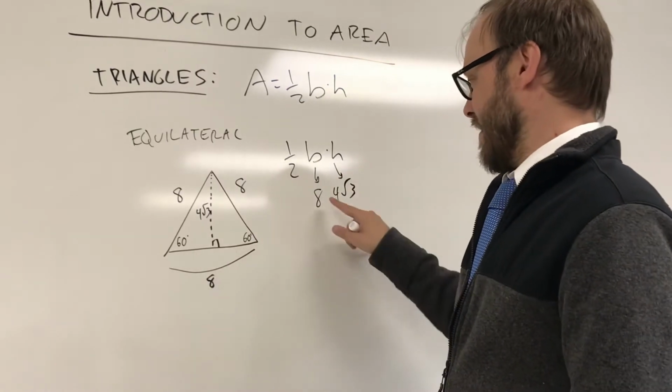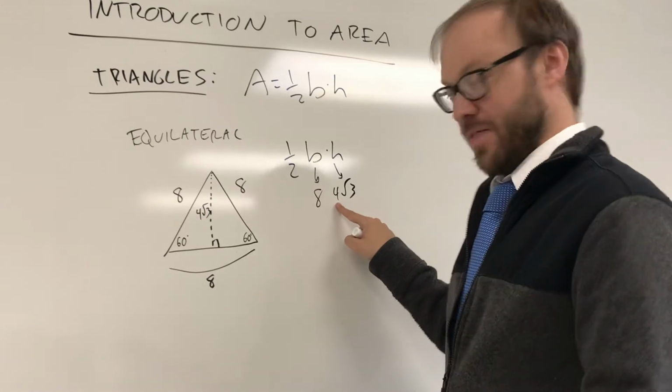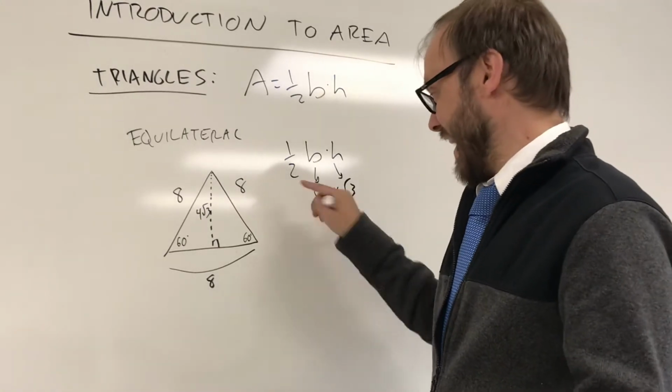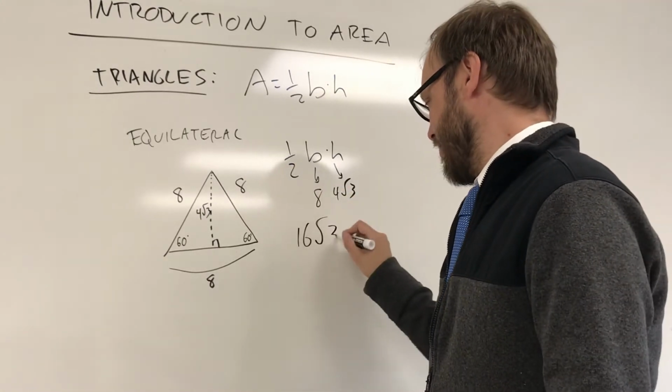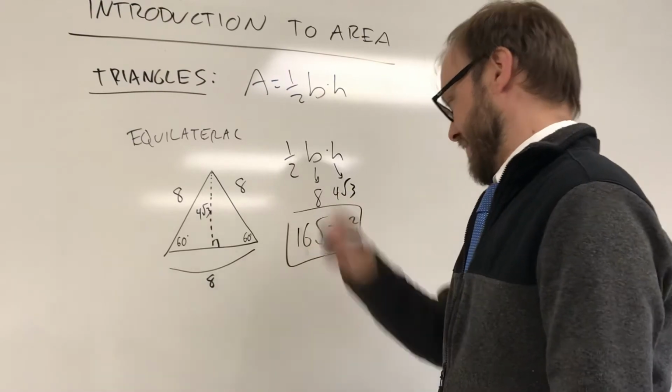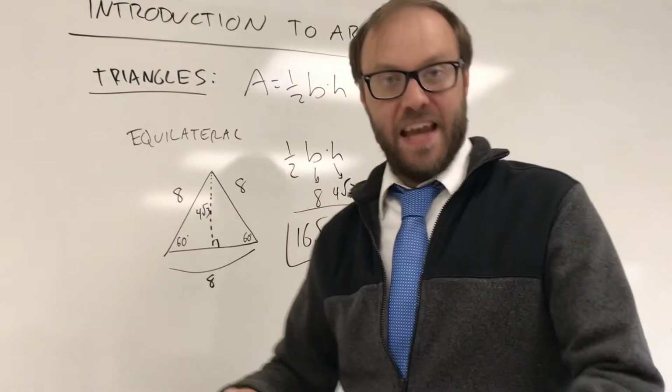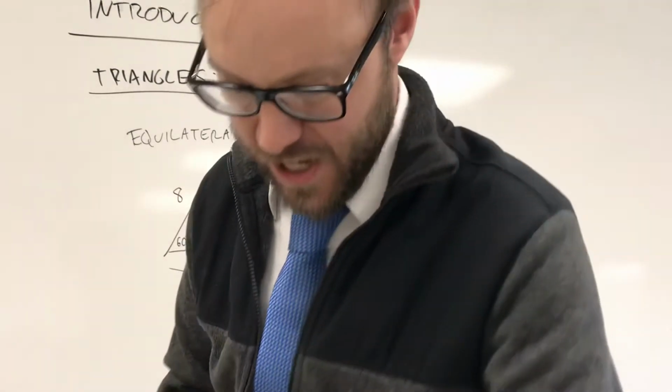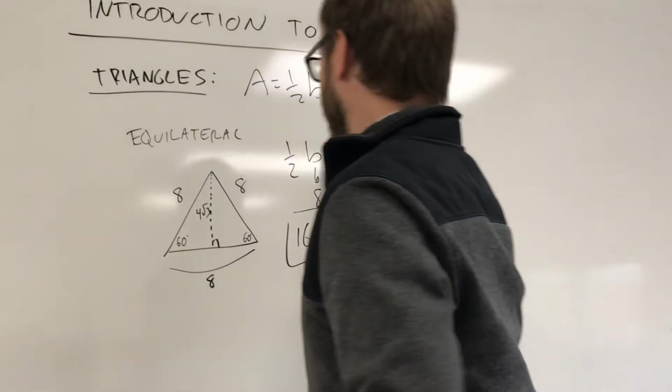Okay, so I'm going to take 8 times 4 radical 3, which is 32 radical 3. I'm going to take half of that, 16 radical 3 square units is going to be the final area for that equilateral triangle. All right, so that's something you might see. Other things you might see.